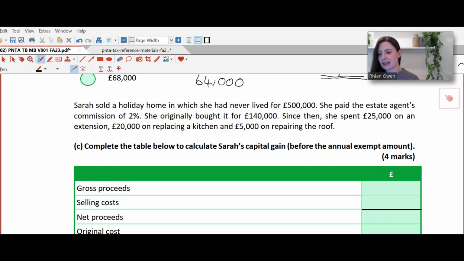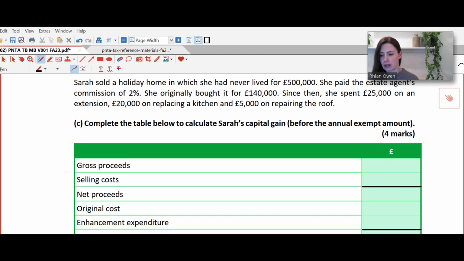So part C, Sarah sold a holiday home in which she had never lived for £500,000. She paid the estate agent's commission of 2%. She originally bought it for £140,000. Since then, she spent £25,000 on an extension, £20,000 on replacing a kitchen, and £5,000 on repairing the roof. Complete the table below to calculate Sarah's capital gain, again before the annual exempt amount.